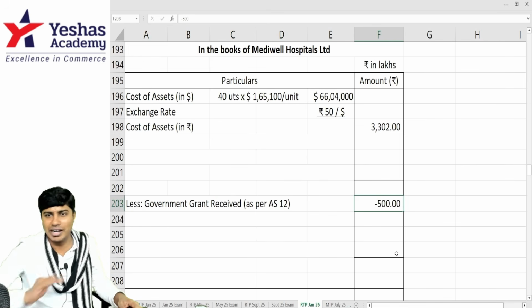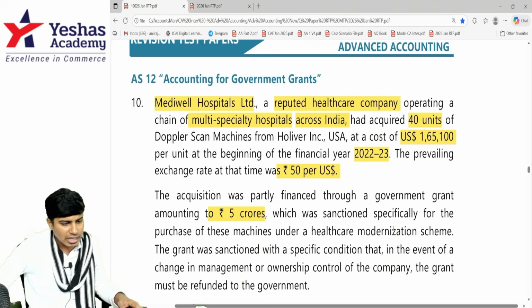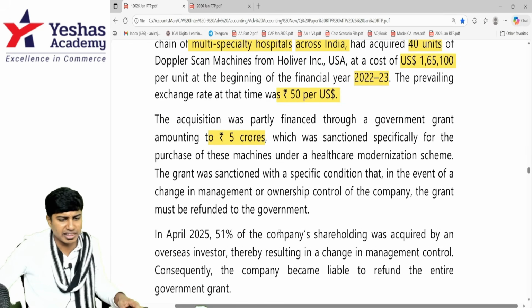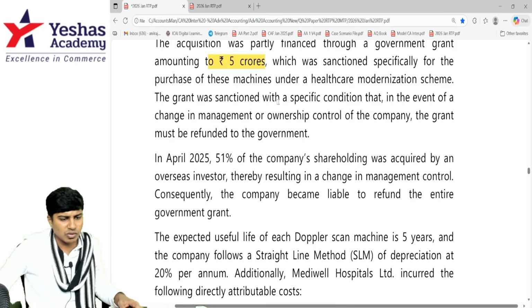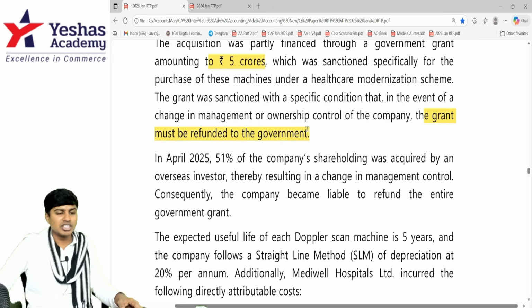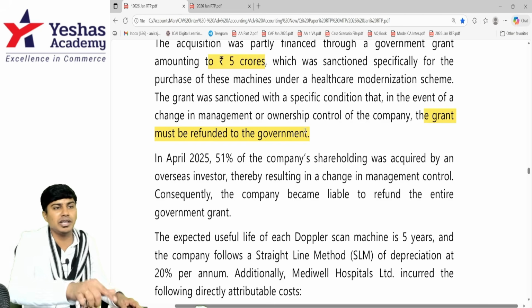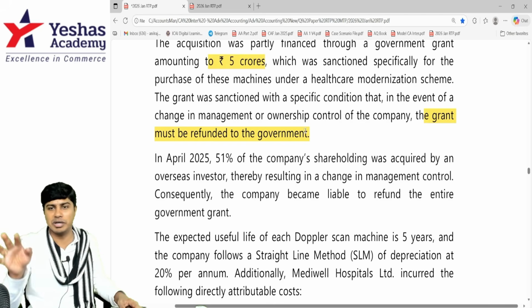500 lakhs government grant, I will deduct. It was sanctioned specifically for the purchase of these machines under a healthcare modernization scheme. The grant was sanctioned with a specific condition that in the event of change in the management or ownership, the grant should be refunded. If the ownership or the management changes, the grant should be given back to government. Change in the ownership and control of the company, not change in the ownership and control of government.